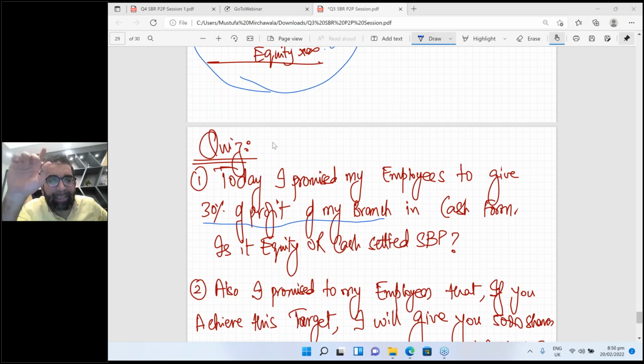So my dear student, the answer is no, and this is in the scope of IAS 19, employee benefits. You are giving benefits to employees, it's like a bonus. So this is in the scope of IAS 19. Okay, now one more thing.